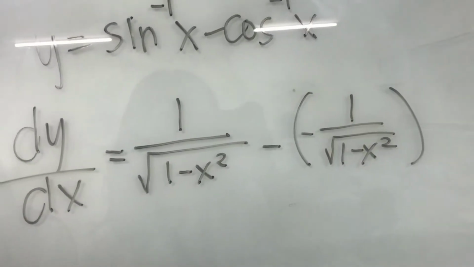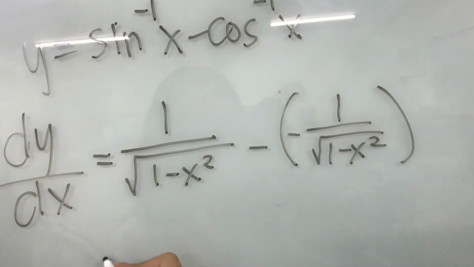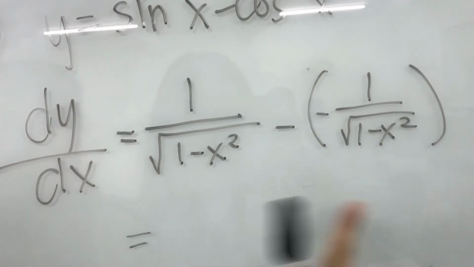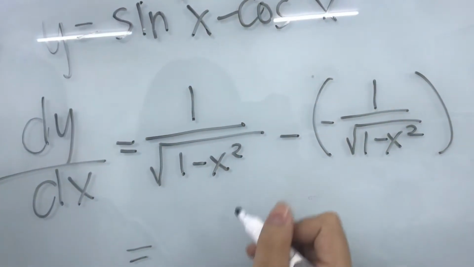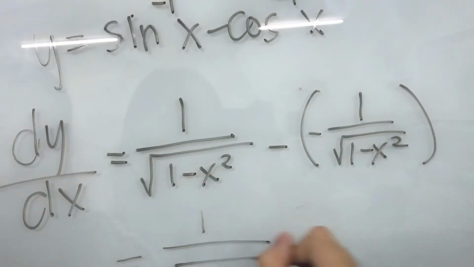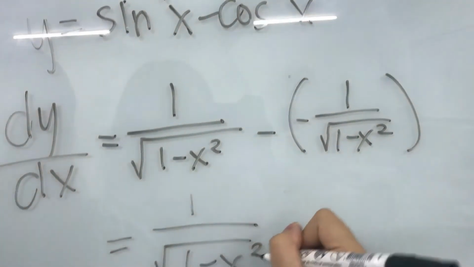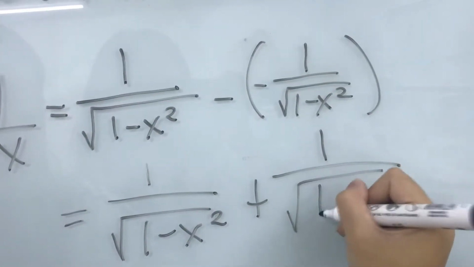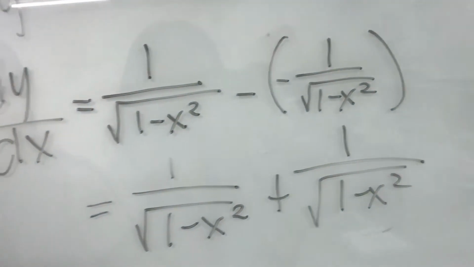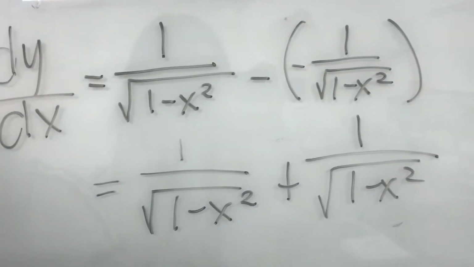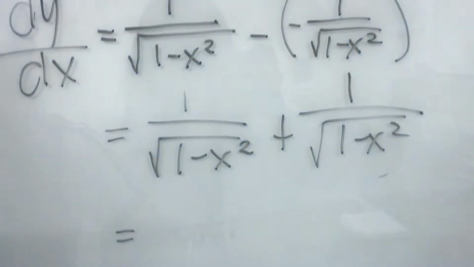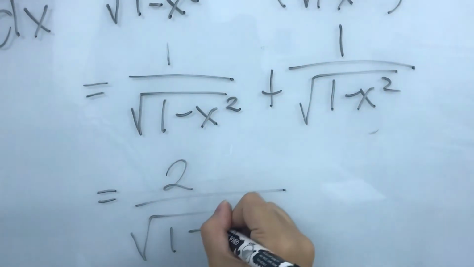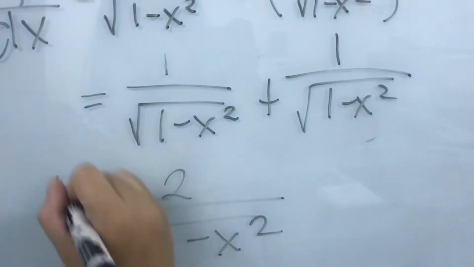Since negative 1 over square root of 1 minus x squared is negative, we simply multiply both signs. So it will be 1 over square root of 1 minus x squared plus the quantity of 1 over square root of 1 minus x squared. We simply add the two numerators. Then it will be 2 over square root of 1 minus x squared. That is our final answer.